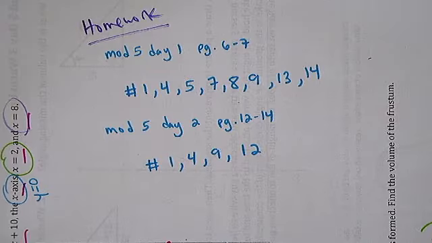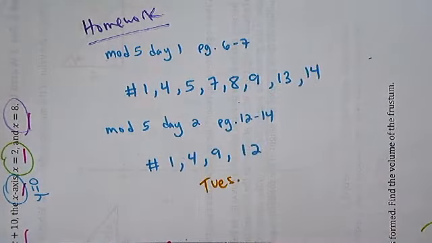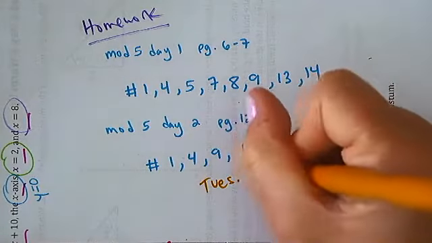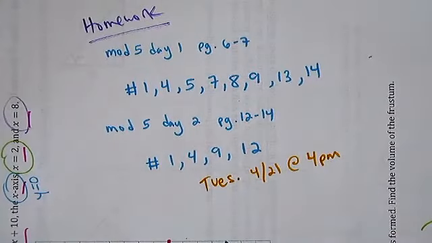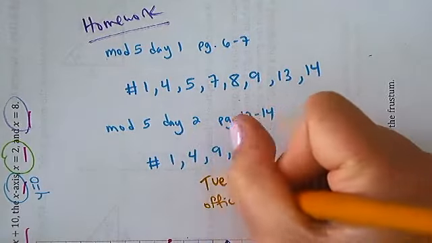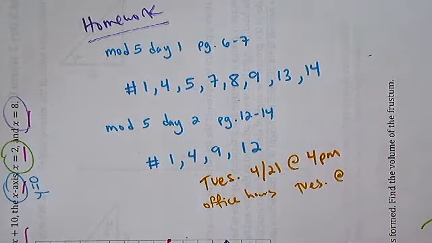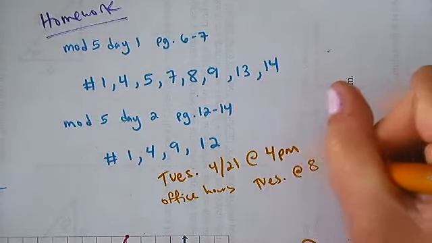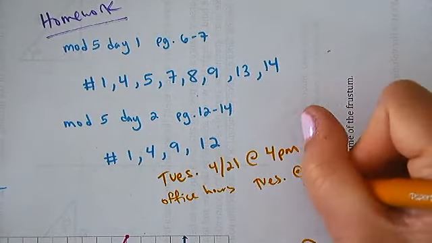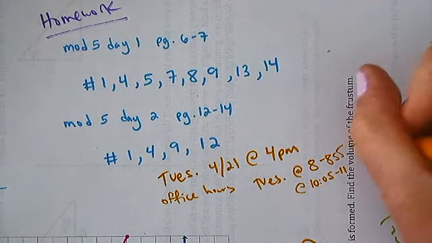And this is going to be due on Tuesday. What day is Tuesday going to be? The 21st by 4 p.m. All right. And then I will be on those virtual office hours on that same day, Tuesday. And then depending on what period you're in, so I'm going to be there at 8 a.m. to 8:55 for period 1, and then at 10:05 to 11 for period 3.